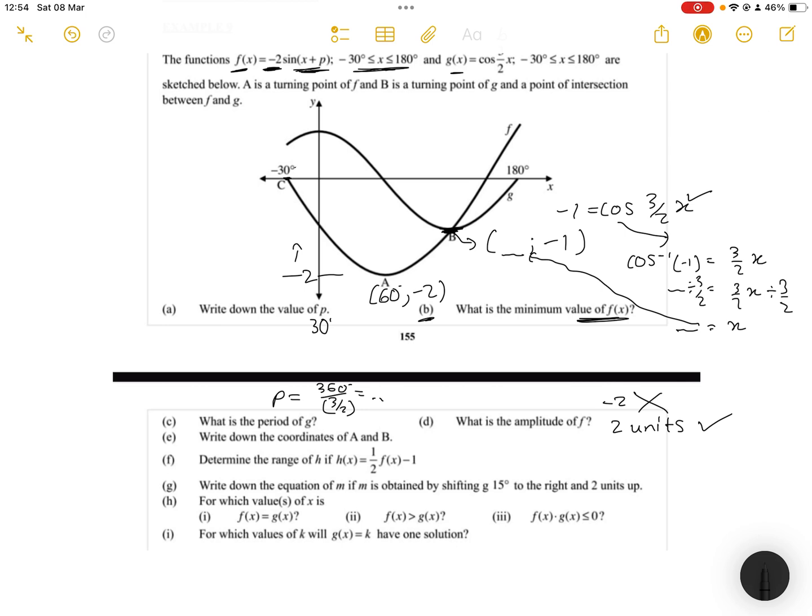And then determine the range of h if h at x is equal to half of f at x minus 1. So can you see they shifted the graph 1 unit downwards.